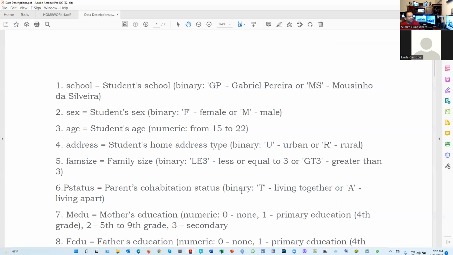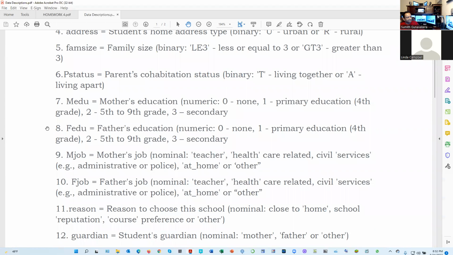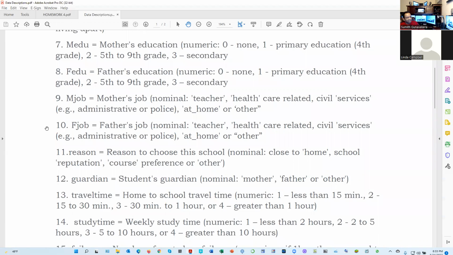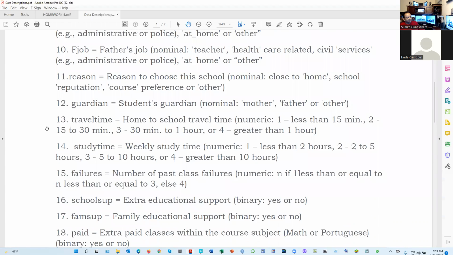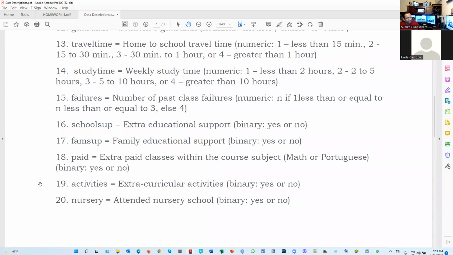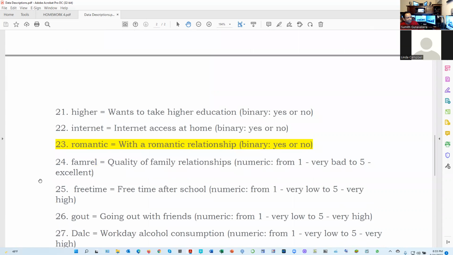This is the detail of all the 33 variables: school, gender, age, address, family size, parents' status, mother's education, father's education, mother's job, reason for selecting that particular school, guardian, travel time, study time, failures, and school support, that extra educational support coming from the school, family support, paid activities, nursery, higher, whether they want to take higher education or not, internet, whether they have internet facility or not, and whether they are in a romantic relationship or not.